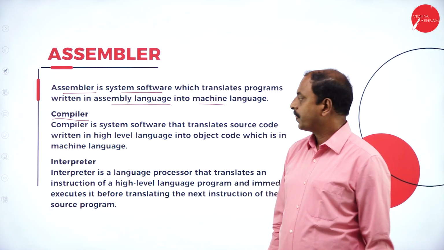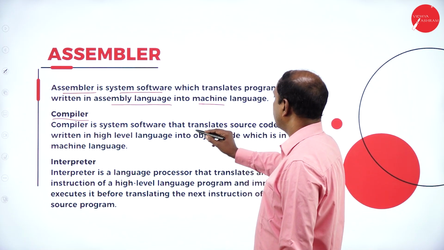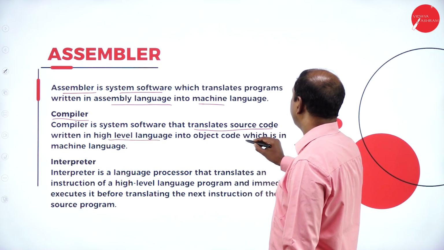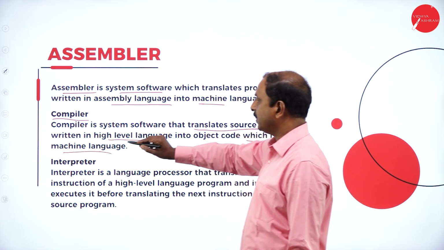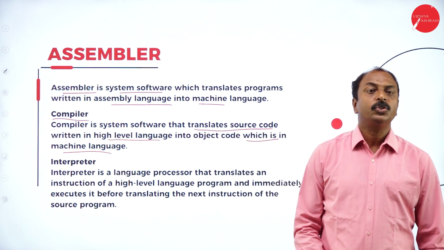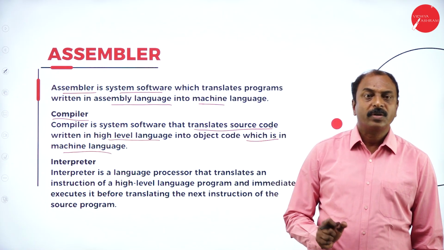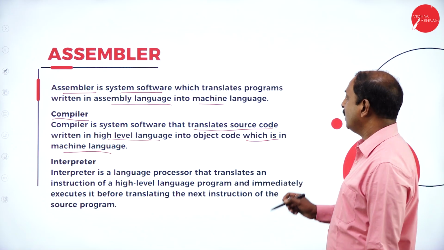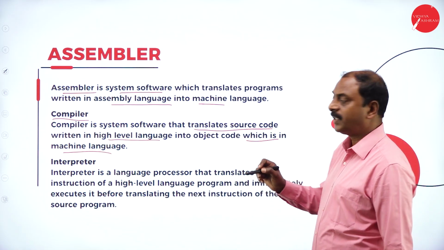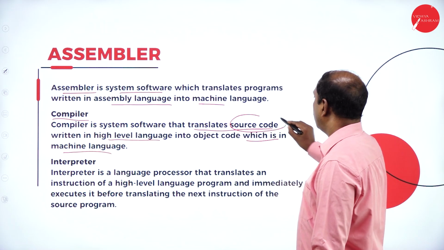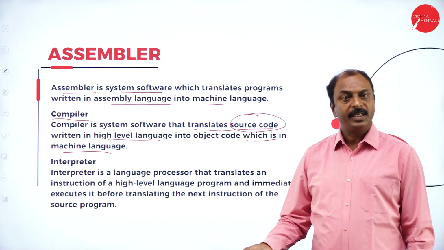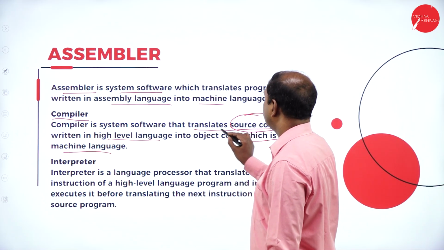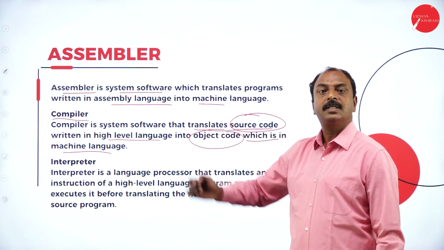What is a compiler? A compiler is a system software that translates the source code written in a high level language into object code, which is machine level language. So a compiler is a translator used to convert programs written in high level languages into machine level language. The program in a high level language is called source code, and after translation, the machine level code it generates is called object code.